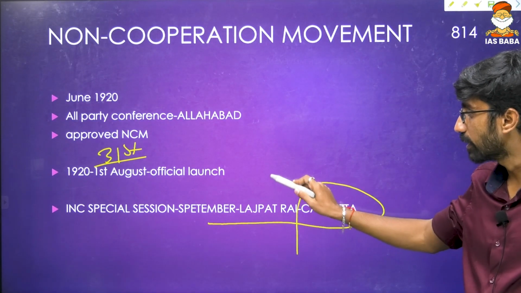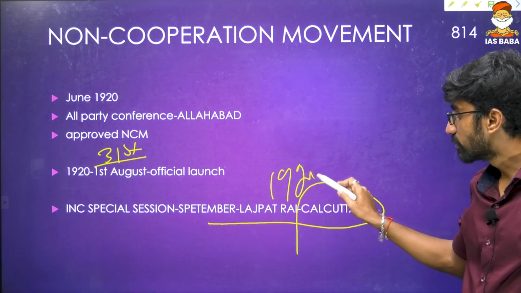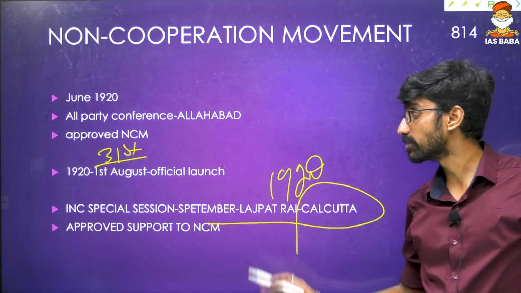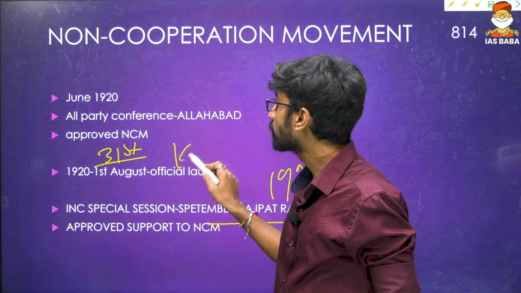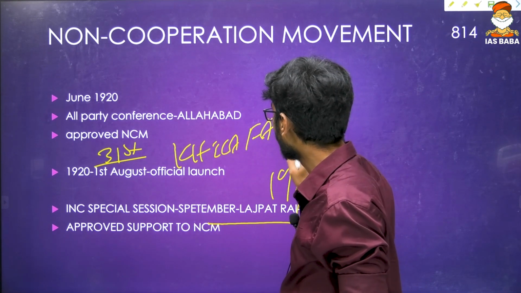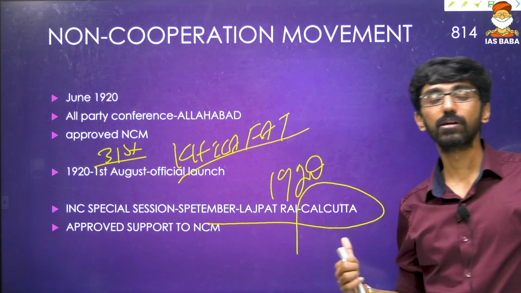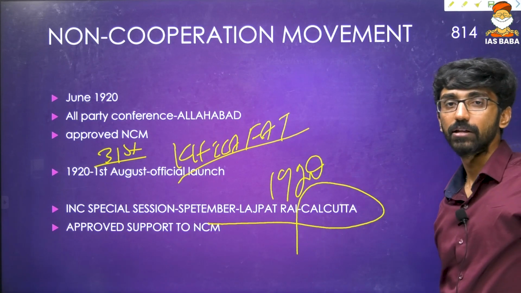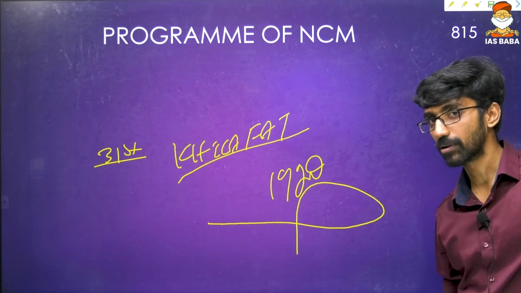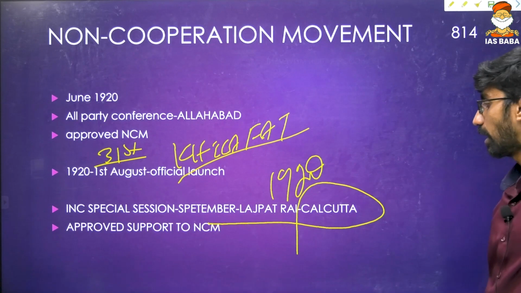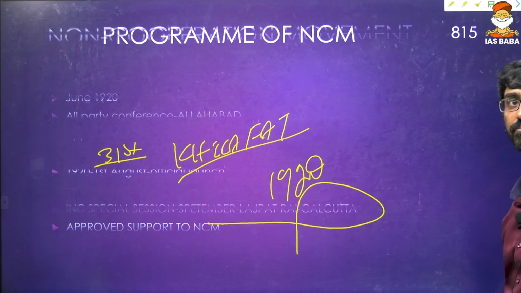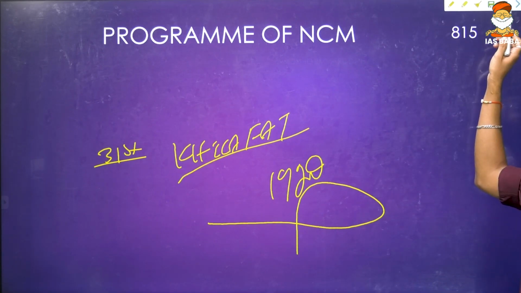That is in September 1920, and this session gave approval for the non-cooperation movement, because initially it was launched in August from the Khilafat platform. The Khilafat leaders launched this non-cooperation movement first, and later support to it was given by the Indian National Congress in a special session in September 1920 at the Calcutta session, where the president was Lala Lajpat Rai.